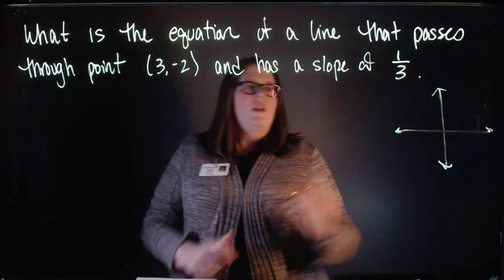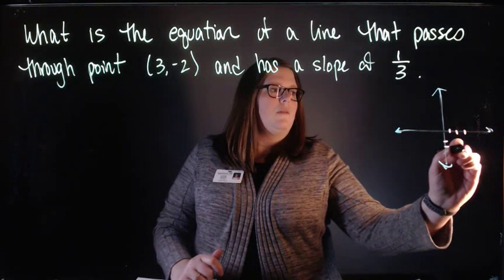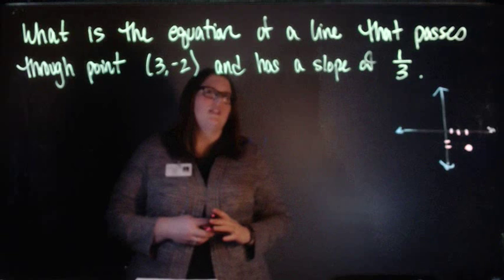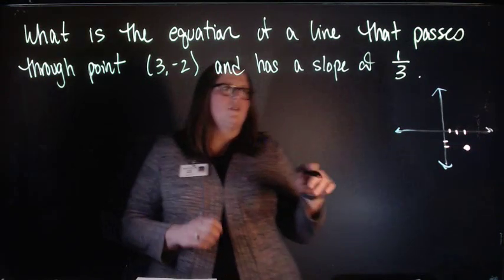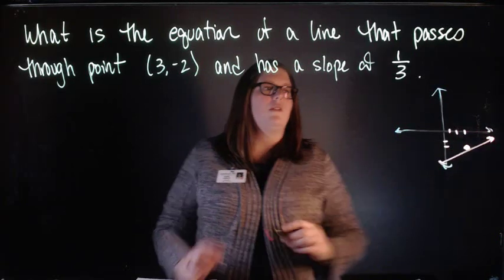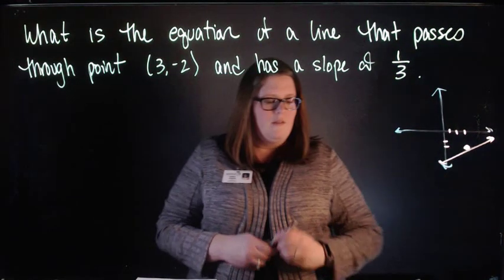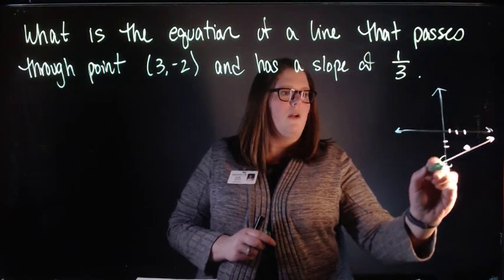And our point (3, -2), we're going to go 3 over and down 2. There's our point. And we know this line goes up to the right because our slope is 1/3. So, I don't know, we'll just sketch a line there. We know it looks something like that, but we don't really know where it crosses right here. Right? This part would be helpful. We don't know where that crosses.